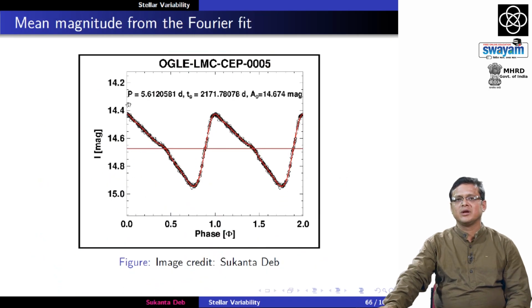Here the mean magnitude of the Cepheid, or the apparent mean magnitude, can be obtained by Fourier decomposition, as we have done for the RR Lyrae stars. First, the light curve is converted into the phase light curve, and the phase light curve is fitted with a Fourier series. Then the A naught term gives the mean magnitude of a Cepheid in a particular wavelength band.